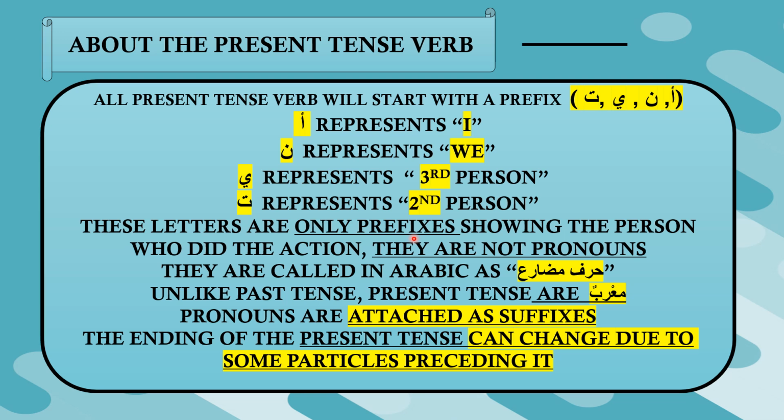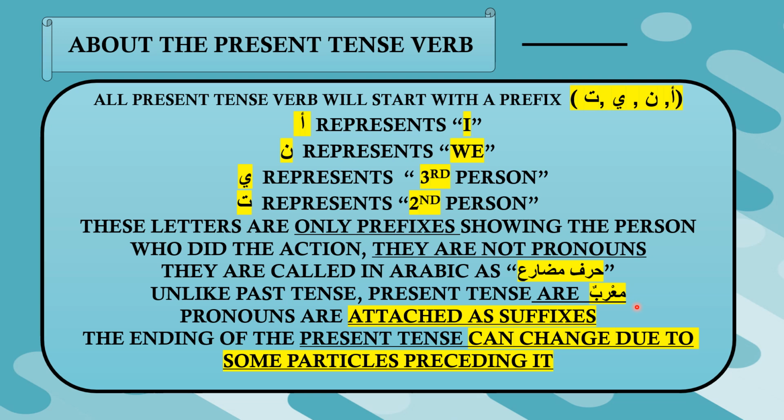They aren't pronouns. They are only letters that come as prefixes with the Fel Mudaare, and they only tell you the group. For example, alif and noon represent the mutakallim, the ya represents the ghaib, and the ta represents the mukhatib. And they are called harf mudare. They are not pronouns, they are called harf mudare. And present tense verbs are mu'rab.